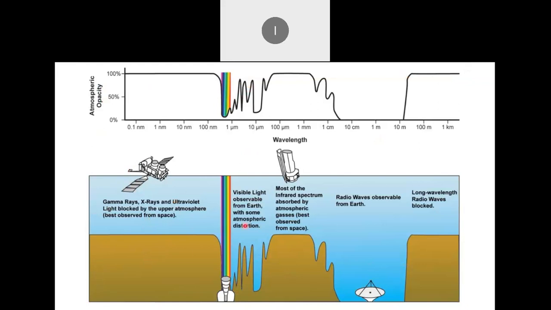So you can see the example of each different range, from here to here. In the diagram below, gamma rays, X-rays, and ultraviolet light are blocked by the upper atmosphere, and are best observed from space for this range. After this range, you can see visible light observable from Earth with some atmospheric distortion. It distorts right here, it fluctuates. Then at the constant 100% atmospheric opacity, most of the infrared spectrum is absorbed by atmospheric gas, also best observed from space. At this particular range, radio waves are observable from Earth, and after that the long wavelength radio waves are blocked.